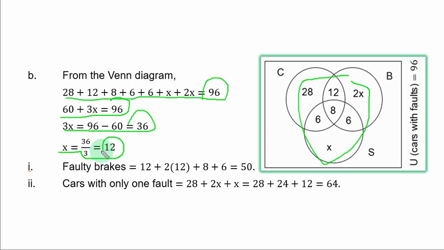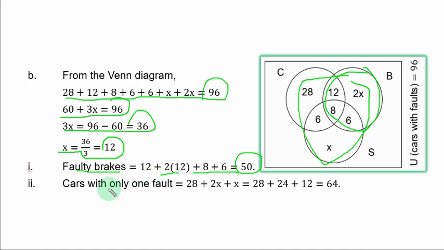B, Roman figure 1, brakes only. This is the entire subset for brakes. So in that place, you have 12 plus 2S. That is 2 times 12 plus 8 plus 6, and that is 50. So 50 cars had brakes issue.